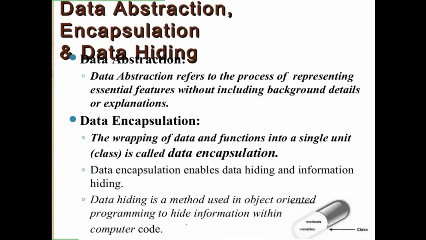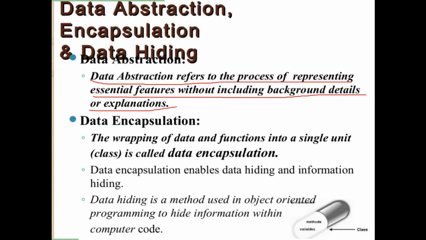Coming to the next concept, this is called data abstraction and encapsulation. Data abstraction refers to the process of representing essential features without including the background details or explanations. Sometimes we don't want to show all the features of the class, right? In that case, we require the data abstraction property.